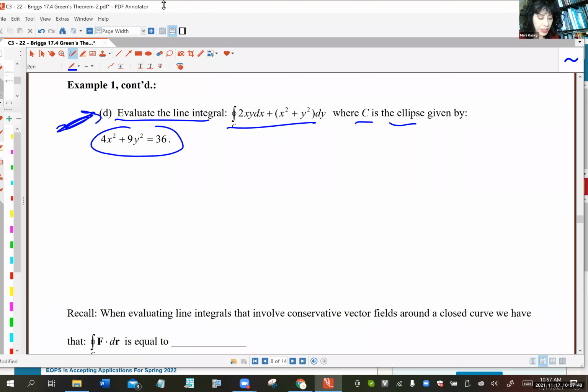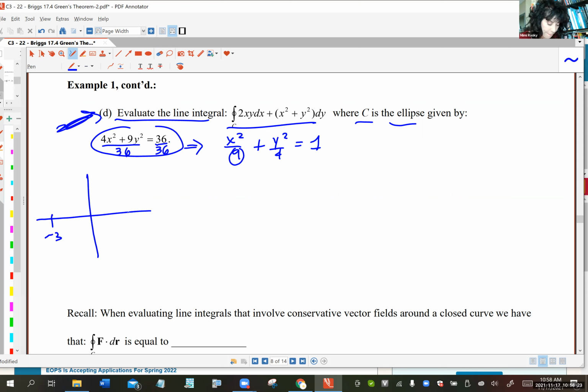Now, I'm going to get this equation into standard form because I like to see that better in order to graph it. So I want a 1 on the right-hand side. To get a 1 on the right-hand side, I'll divide both sides of this equation by 36. Then the equation becomes, after reducing to lowest terms, that. So that's the standard equation of an ellipse centered at the origin. What are the x-intercepts? They're plus or minus the square root of 9, which is plus or minus 3. And the y-intercepts are plus or minus the square root of 4, which is plus or minus 2.